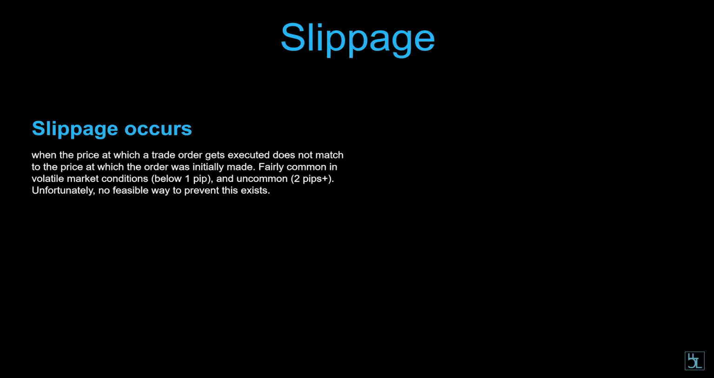Slippage is when the price at which a trade order gets executed does not match the price at which the order was initially made. This normally occurs during times of increased volatility, and noticeable slippage of more than a pip or two does not tend to happen that often.